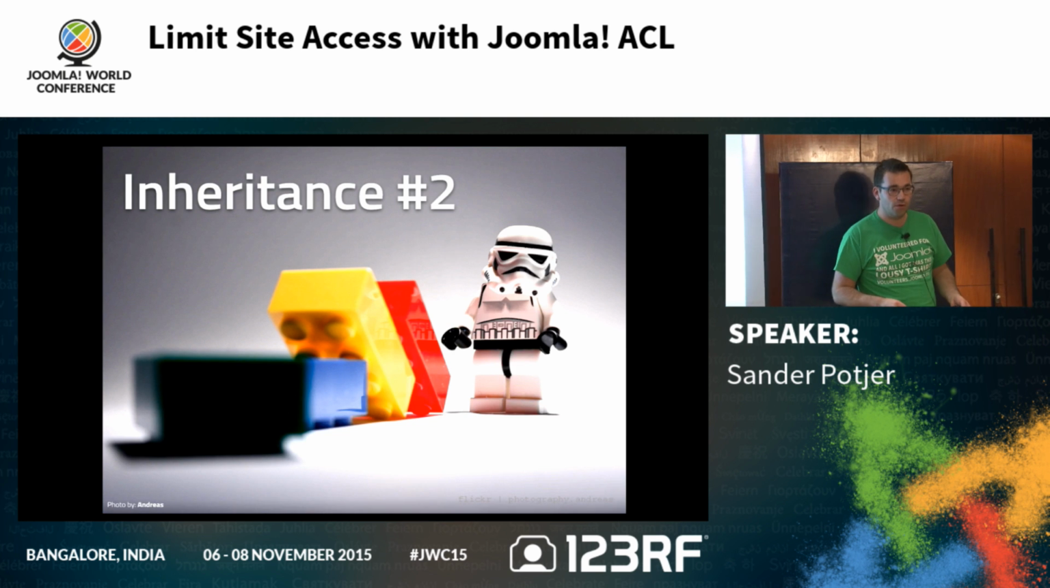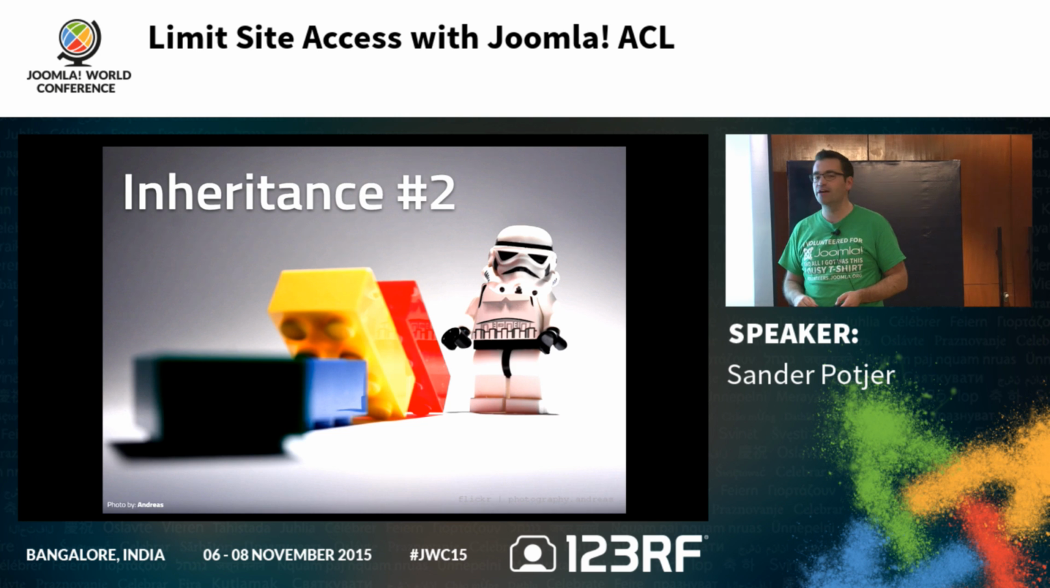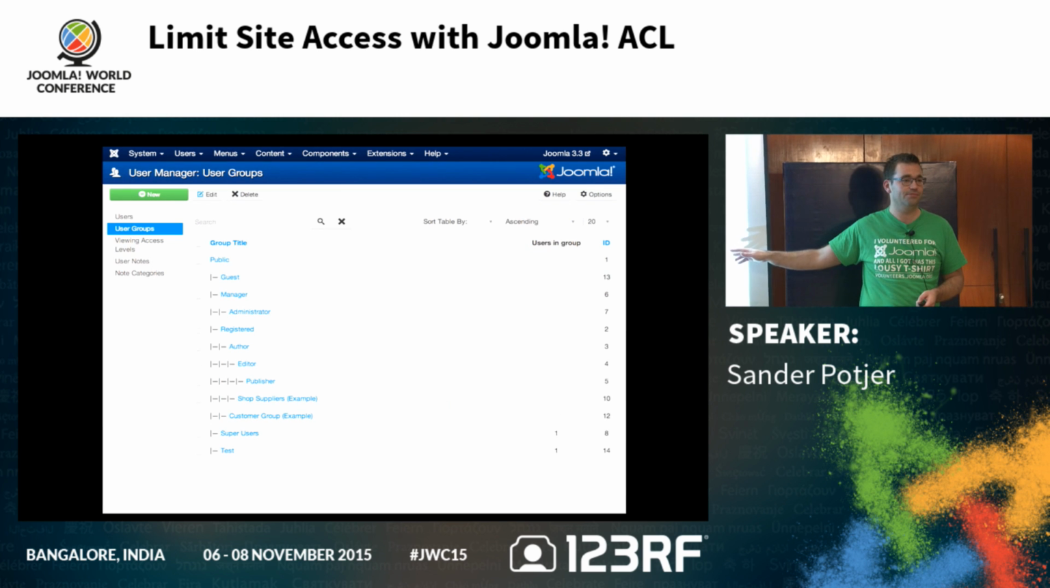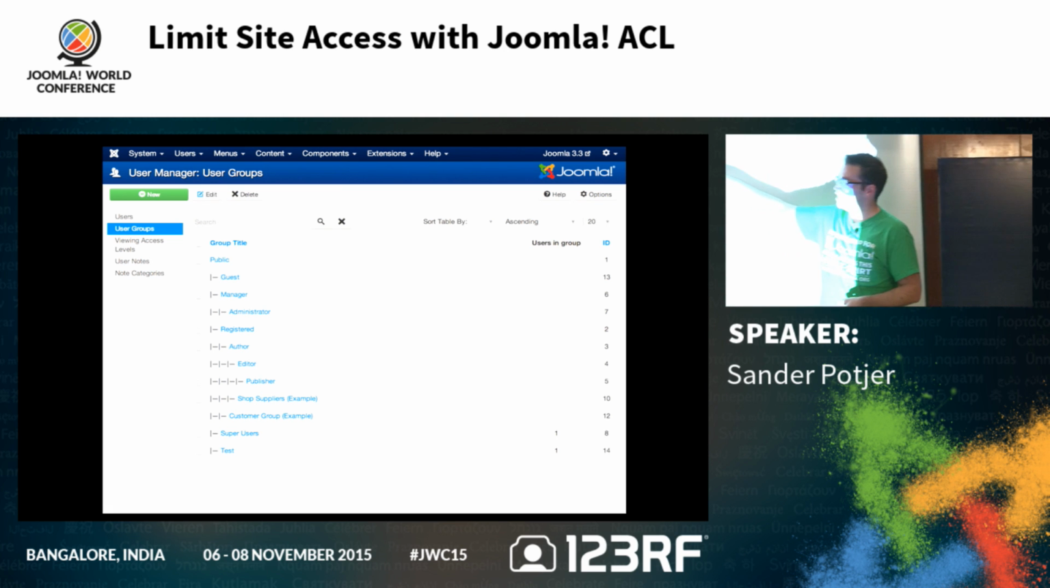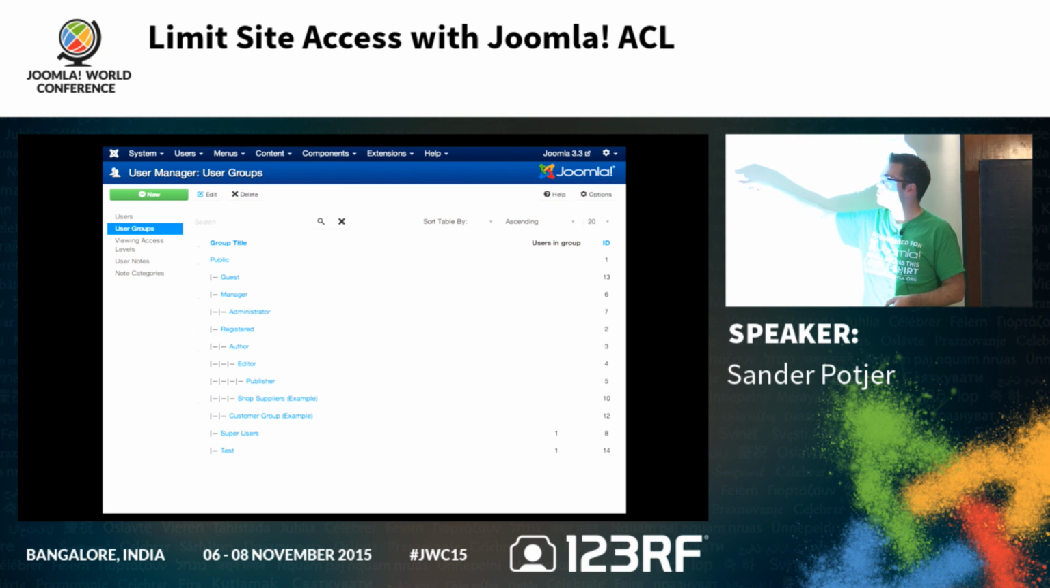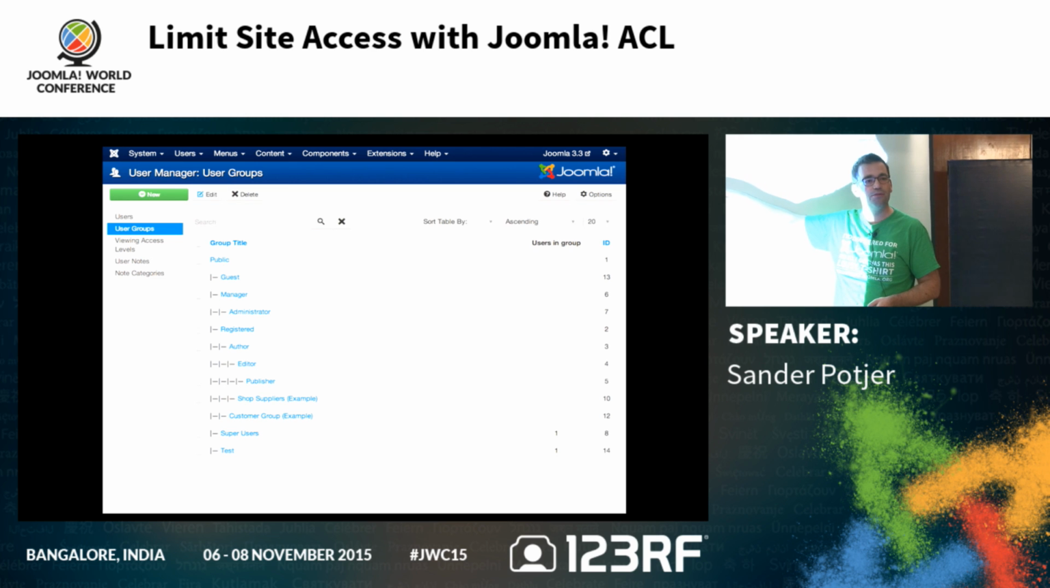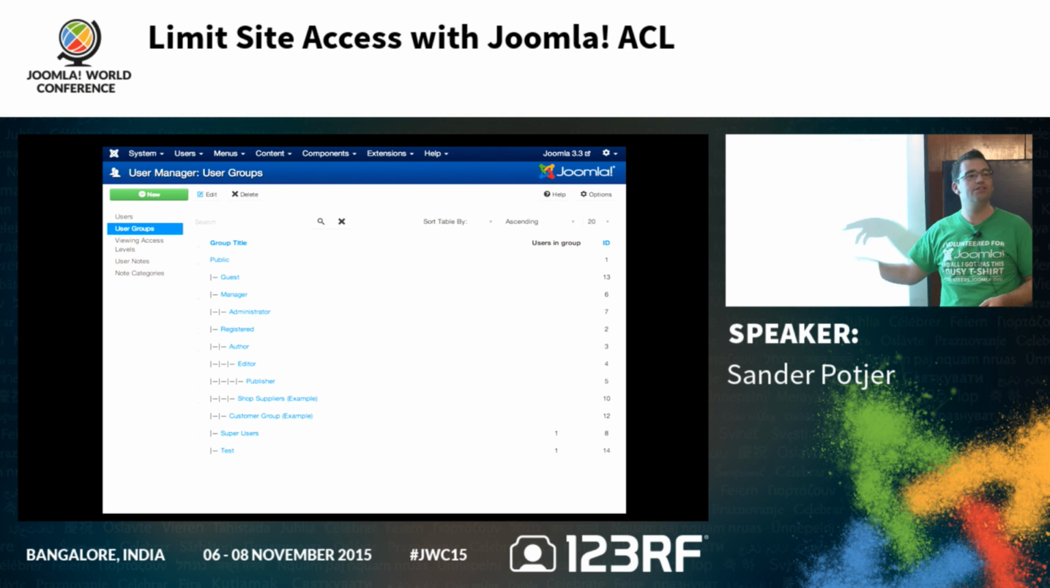To make it even more complicated, there's another way of inheritance in Joomla. So we had the levels, but the second inheritance is between the user groups. If you allow an action for the manager, it will automatically mean that the administrator group can do the same action as well, because the permissions are inherited from the manager to the administrator, or the registered to the author, to the editor, to the publisher. It's inheriting all the way down your structure.